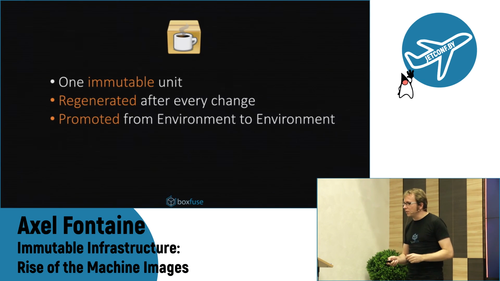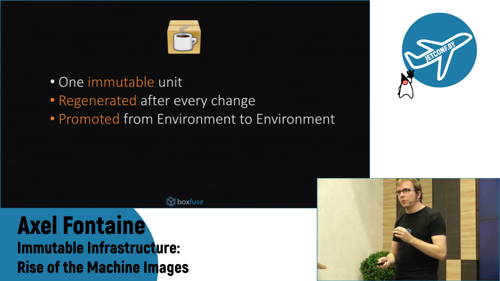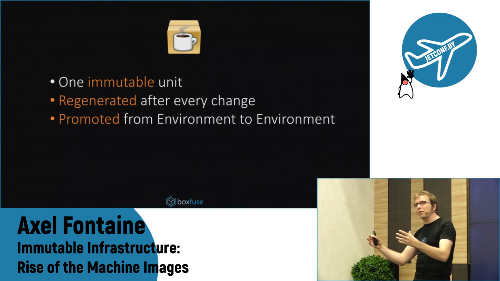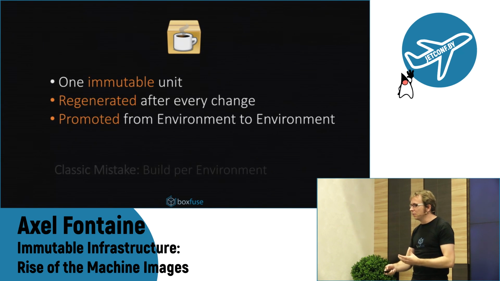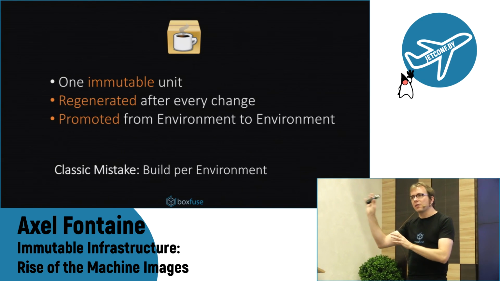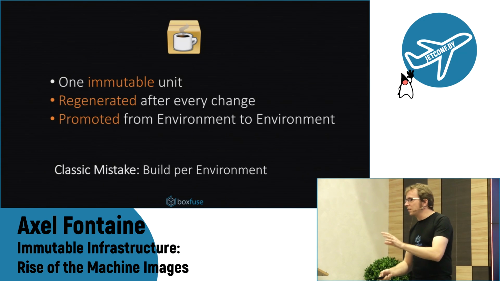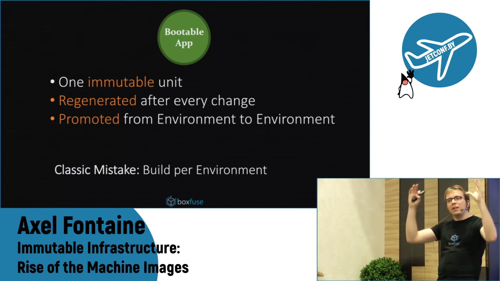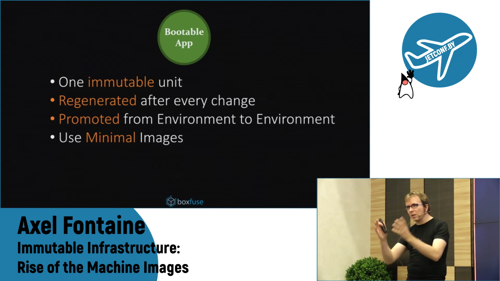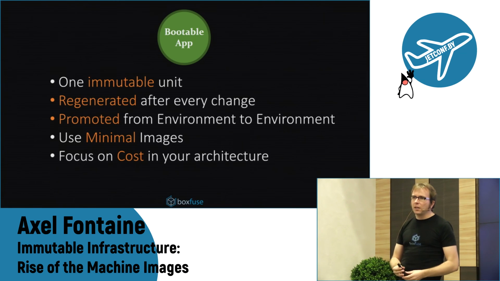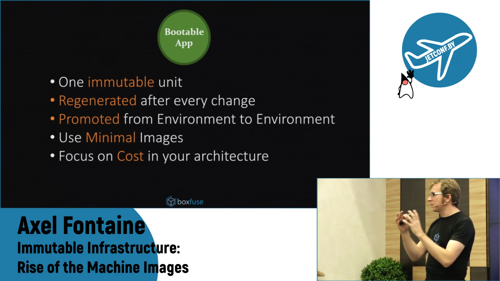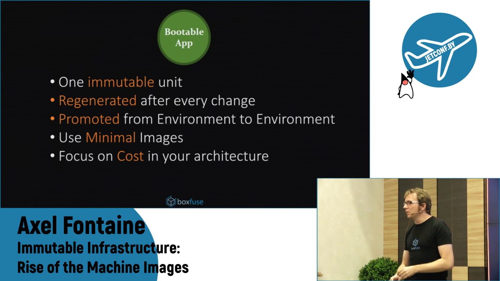So if we summarize and bring all that together, we've taken all the principles that we've learned to appreciate for our artifacts, where we produce one immutable unit that we regenerate after every change and promote unchanged from environment to environment to avoid the classic mistake of having a separate artifact per environment, where we have a different artifact in production than the one we tested in test. And we've applied that for the remaining layers of our stack. To make it practical, you have to go minimal with your images, make them as small as possible. And I think a major driver into how we design our systems in the next few years will be cost. So I think this is definitely, it's early days, but this will be a big one to watch.